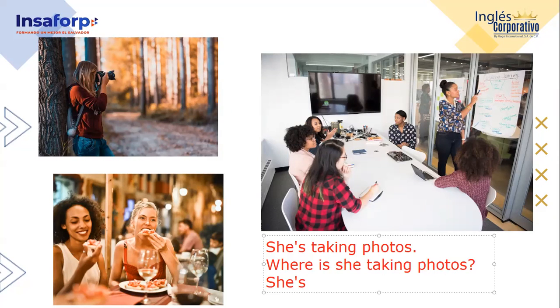So you say she is taking photos in the forest. Other question. What is she wearing today? She's wearing blue jeans. Okay, she's wearing blue jeans. She's wearing red. Red or brown? Red. Okay, brown. Red, a sweater. Okay, she is wearing a red sweater.